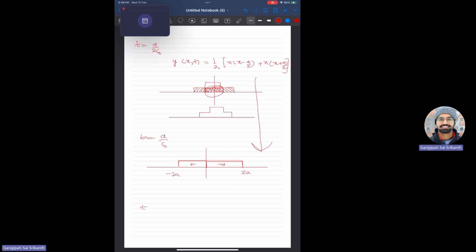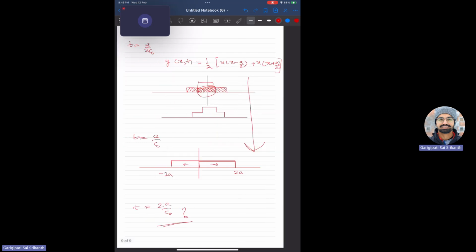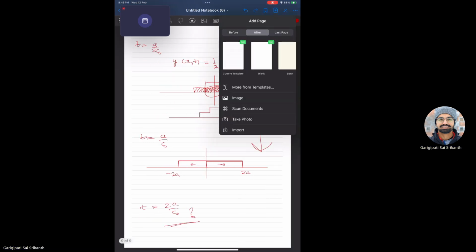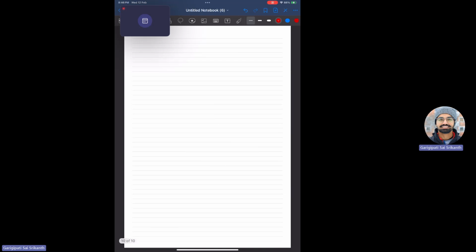So now let's say you want to capture this behavior. I can keep going. Let's say, what is the profile at t equal to 2a by c naught? I can keep going, but you want to capture it. You don't want to draw this each time. Then how do you capture it? There's something called an XT diagram. What are XT diagrams?